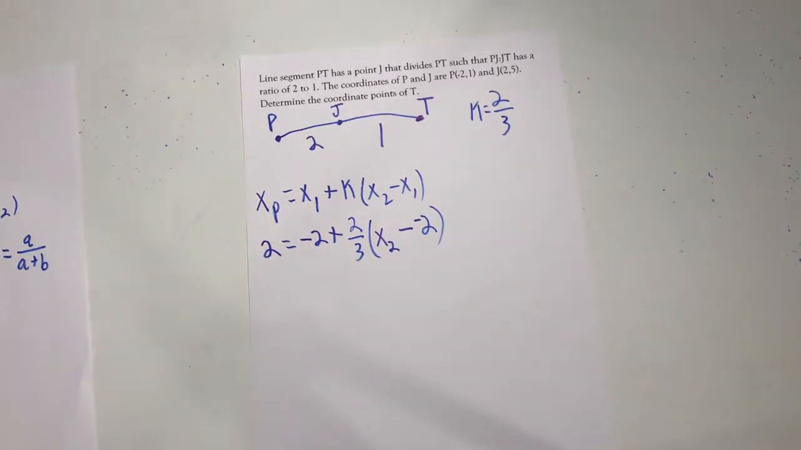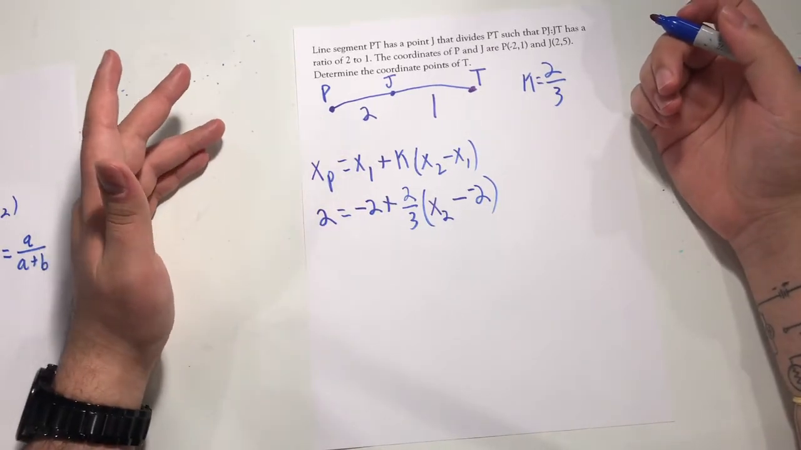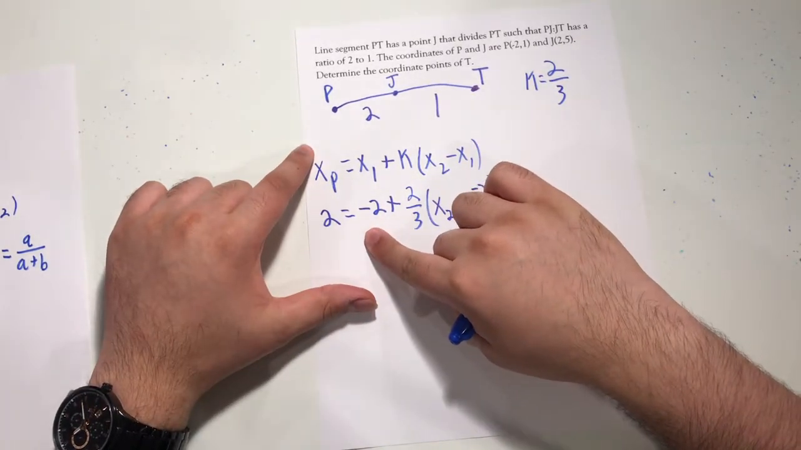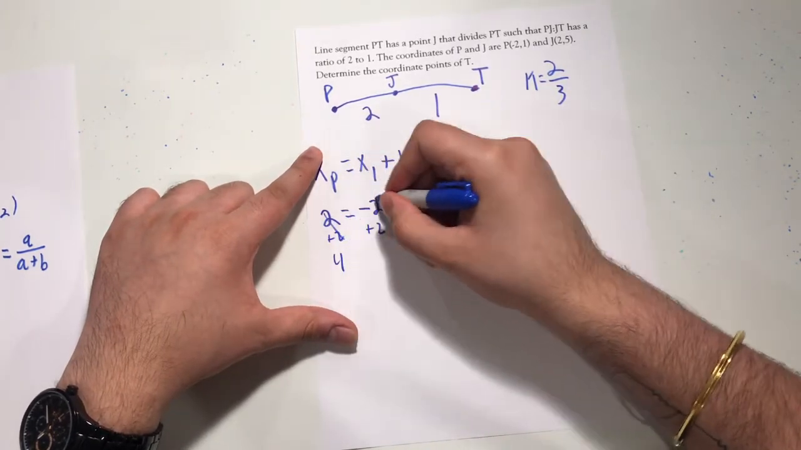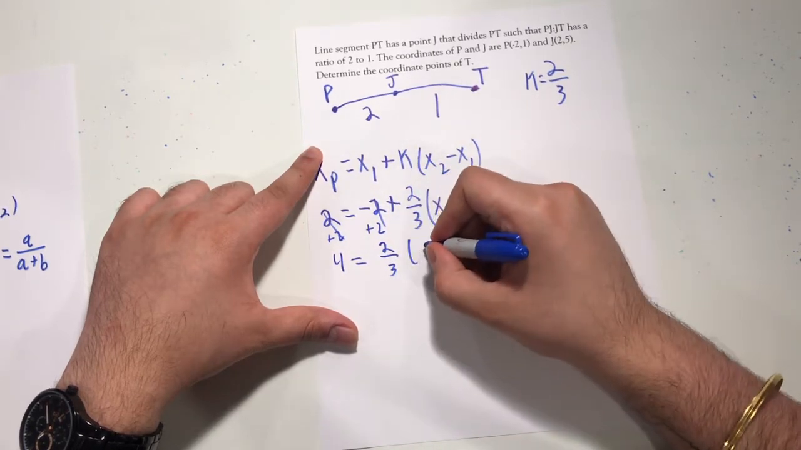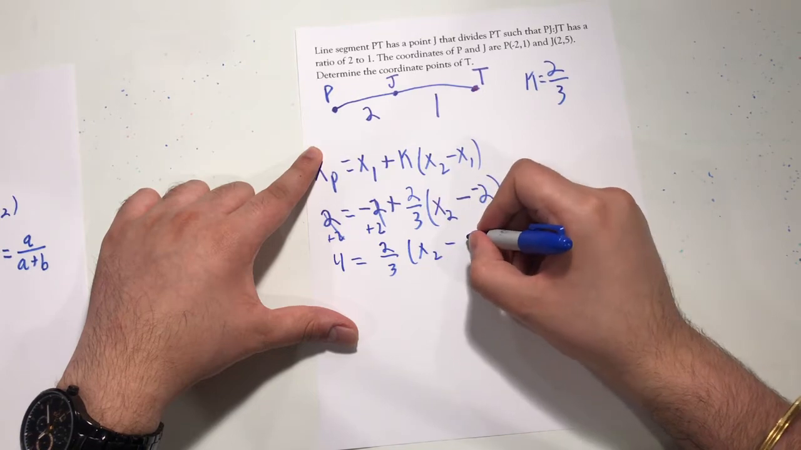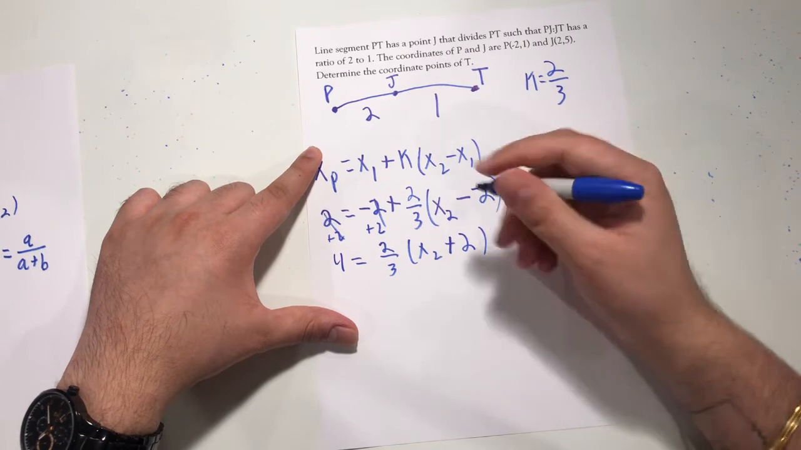Okay, so same equation, except the thing we're looking for is now different. The unknown, the variable, is just in a different spot. But ultimately, same problem. So let's go through this algebraically. How do I want to get x2 alone? Well, I'll start by adding 2 to both sides. I'll get 4 is equal to 2 over 3 times (x2 minus -2), which is the same thing as plus 2.